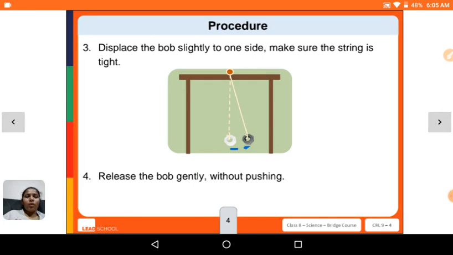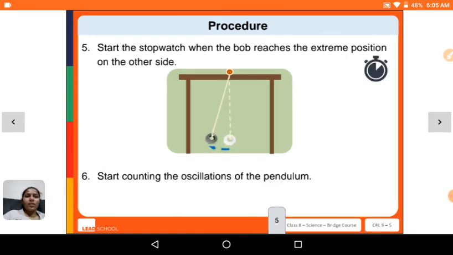take your bob or nut slightly to one side, make sure that the string is straight, and release the bob gently without pushing. Just release it. Leave it. Then start the stopwatch when the bob reaches the extreme position on the other side. If we release from this point, then when it reaches here, start the stopwatch.